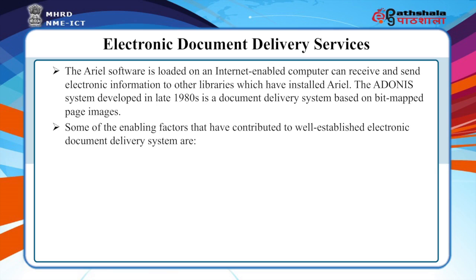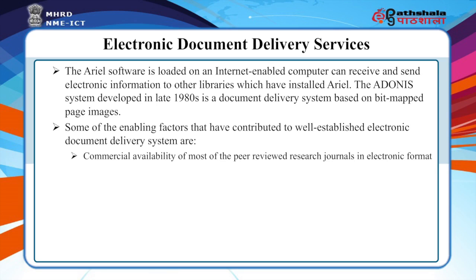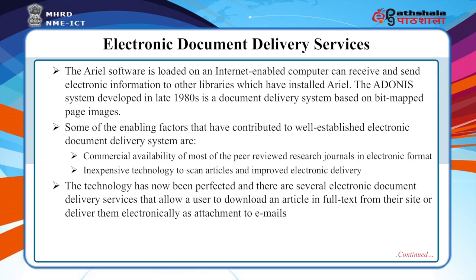Some of the enabling features that have contributed to well-established electronic document delivery systems are commercial availability of most of the peer-reviewed research journals in electronic format, inexpensive technology to scan articles, and improved electronic delivery. The technology has now been perfected, and there are several electronic document delivery services that allow a user to download an article in full text from their site or deliver them electronically as attachment to mails.